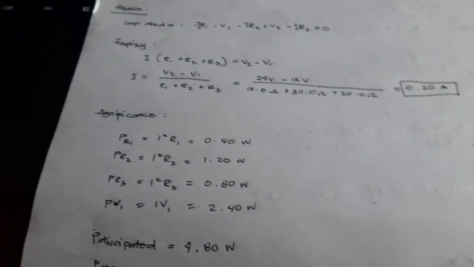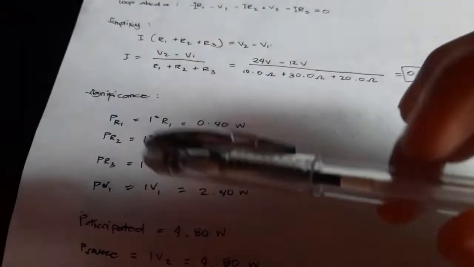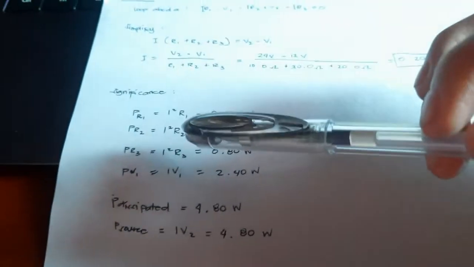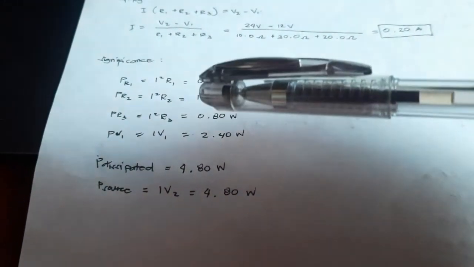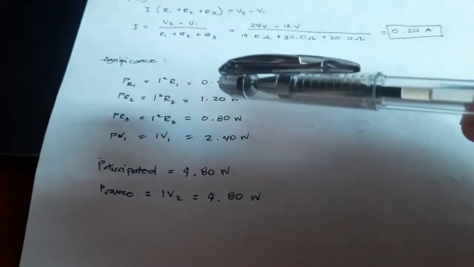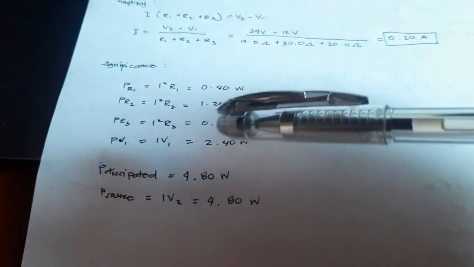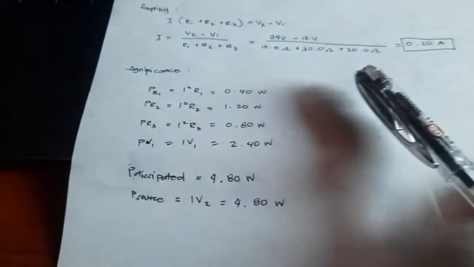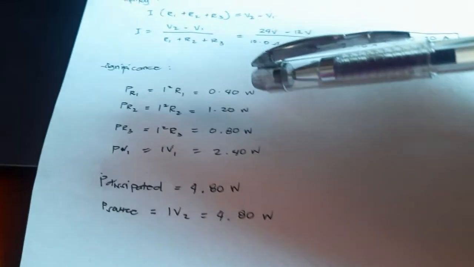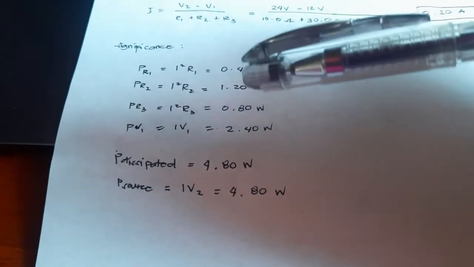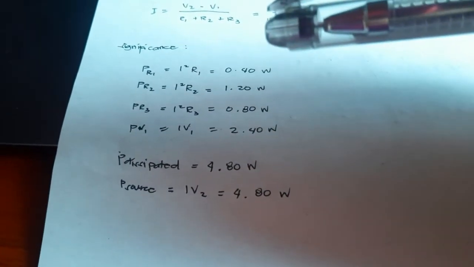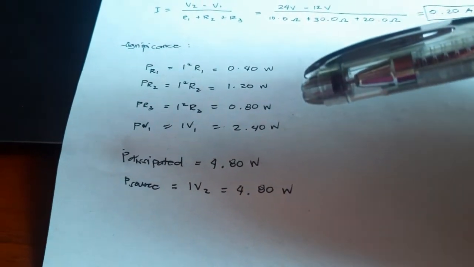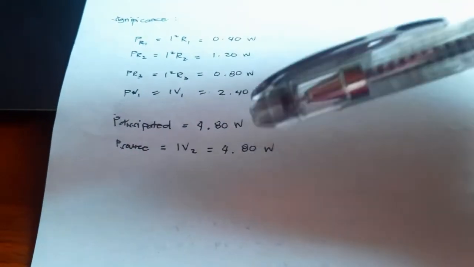So the power dissipated or consumed by the circuit equals the power supplied to the circuit, but notice that the current in battery V1 is flowing through the battery from the positive terminal to the negative terminal and consumes power. So PR1 is equals to 0.40 watts, PR2 is equals to 1.20 watts, PR3 is equals to 0.80 watts, PV1 is equals to 2.40 watts. Then ang atong power dissipated is equals to 4.80 watts.